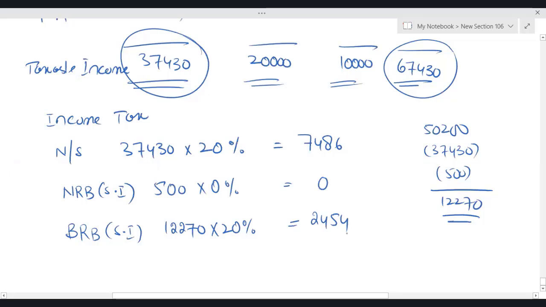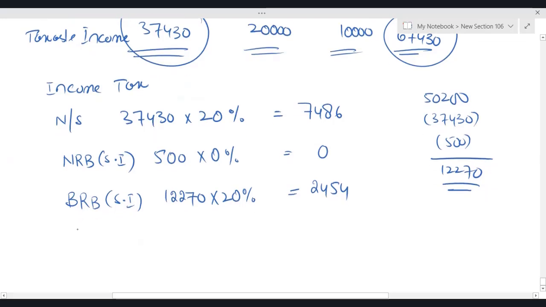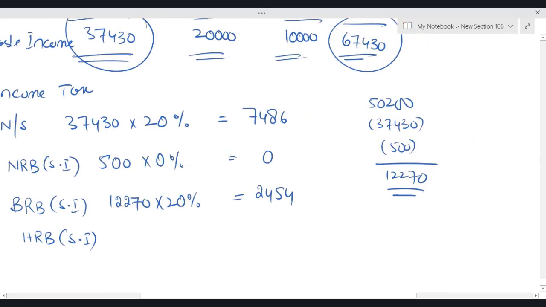Now, obviously, we'll move towards the higher rate band. Savings income. Savings income amount is 20,000. Out of this 20,000, we have already taken 500 in the nil rate band, and 12,270 in the basic rate band. How much savings income is left? 7,230.